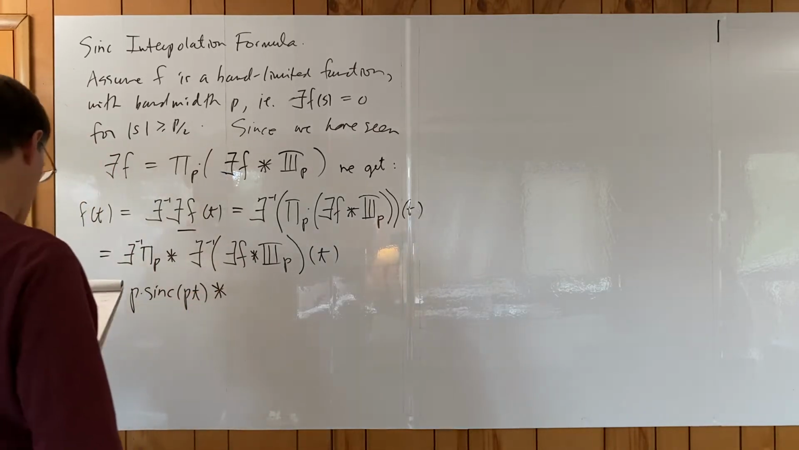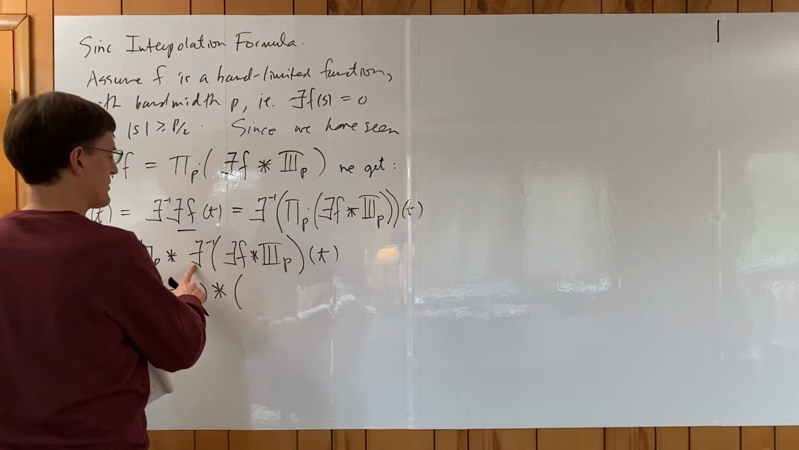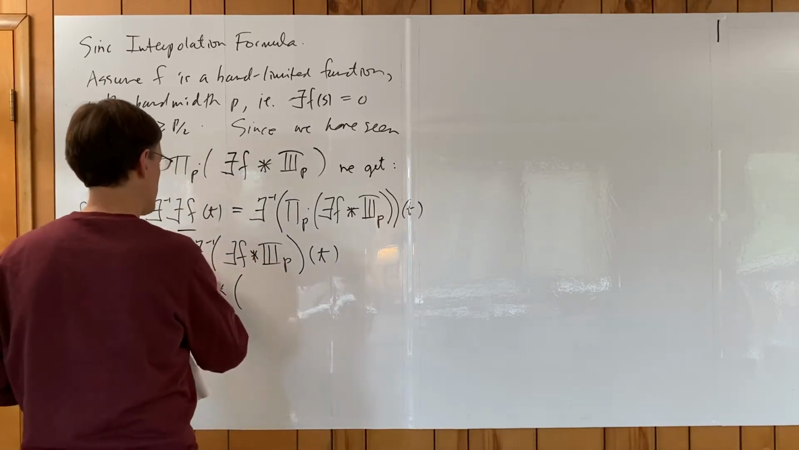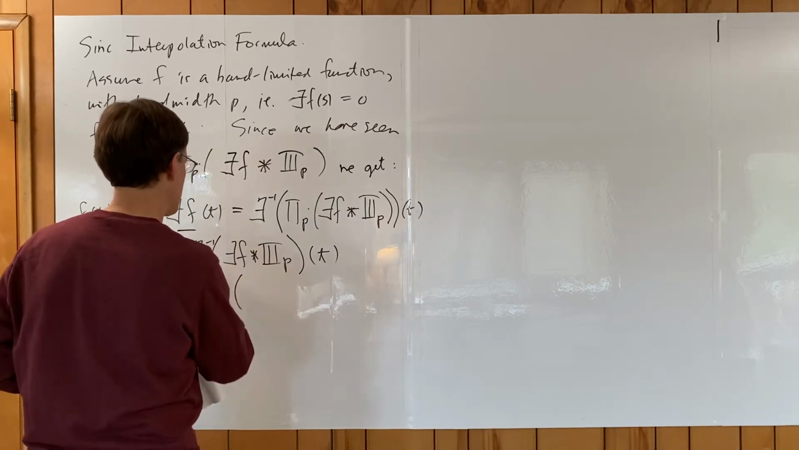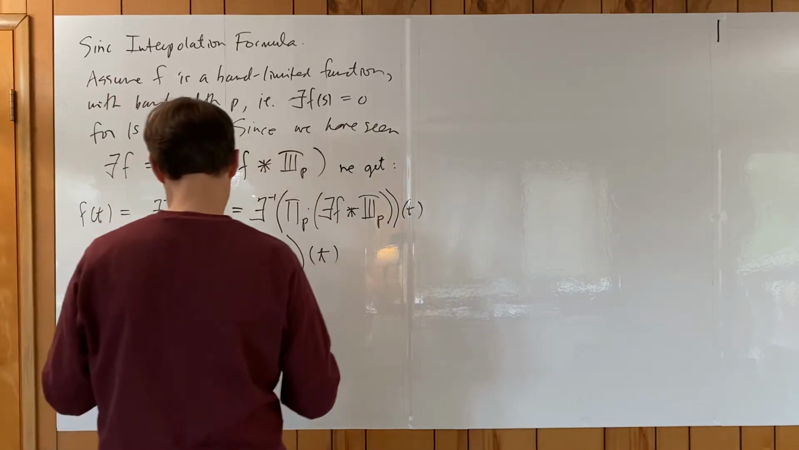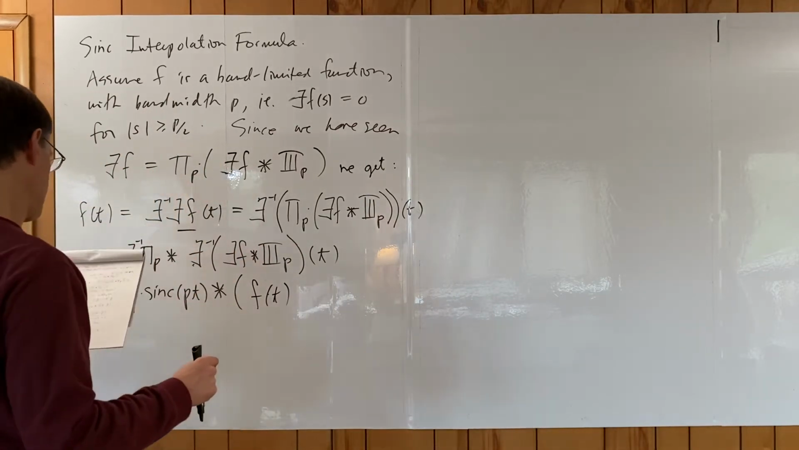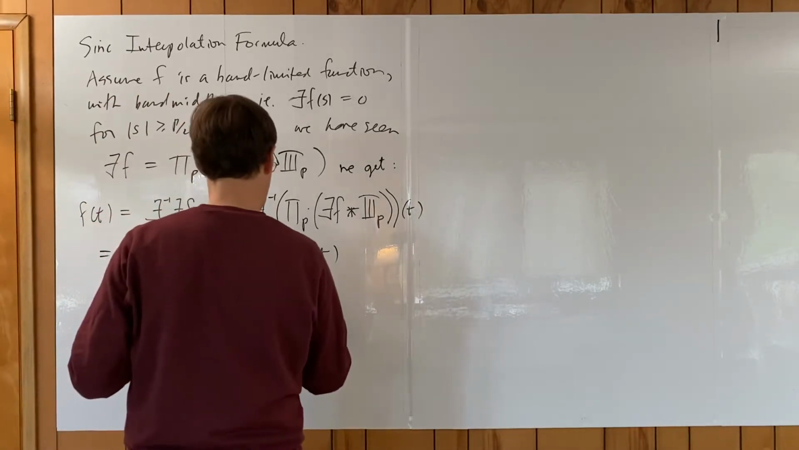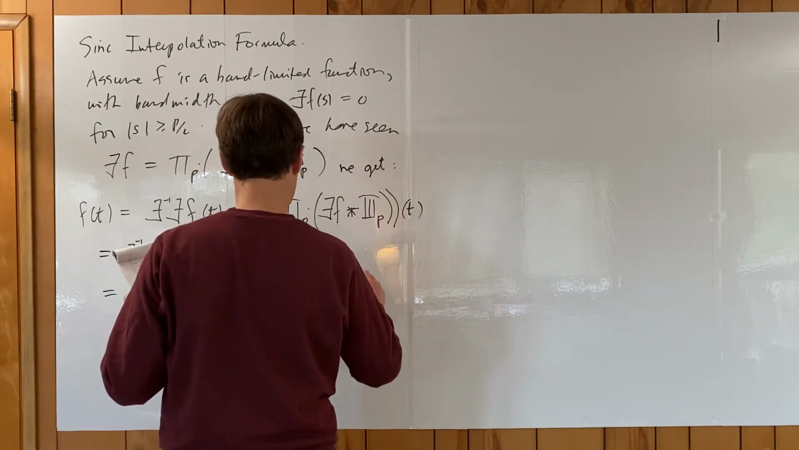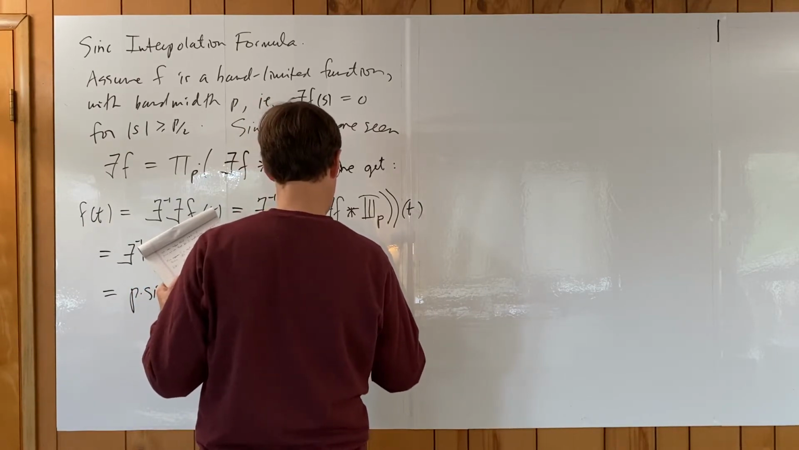We convolve that now with this inverse Fourier transform of a convolution, right? So that convolution then becomes a product in the time domain. So I get the inverse Fourier transform of the Fourier transform of f, which is just f. So I've got in there f of t, and then I've got the inverse Fourier transform of the Shah function, pi sub p.